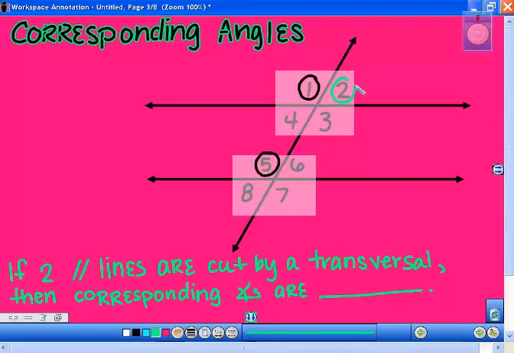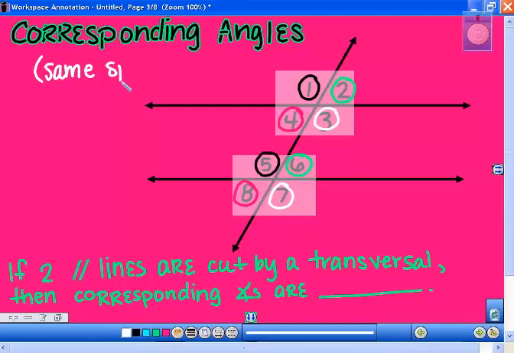Angle 2 is in the top right corner. It corresponds to angle 6 because it's in the top right corner. Same goes for 4 to 8 and 3 to 7. Those are corresponding, same spot. If you want to write same spot on here, you can, if that helps you remember. Corresponding angles: if 2 lines are cut by a transversal, then corresponding angles are, and I told you they're either going to be congruent or supplementary.